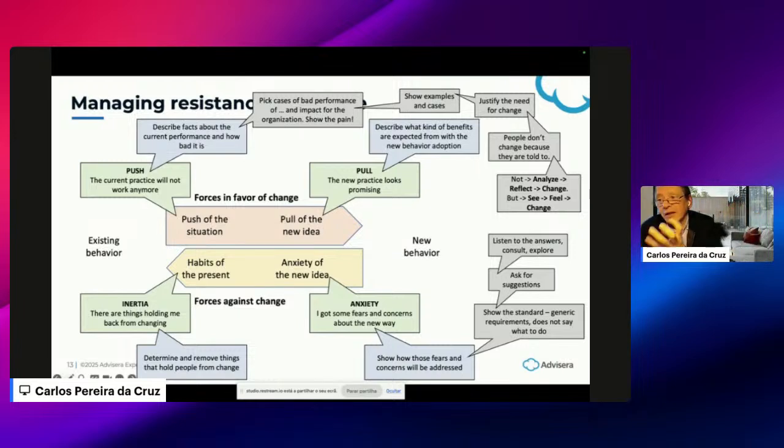But use this. You see here, it's not analyze, reflect, change. It's see, feel, change. Show them the pain, show them the potential benefits, let them feel the problem: lost customers, costs, things like that.